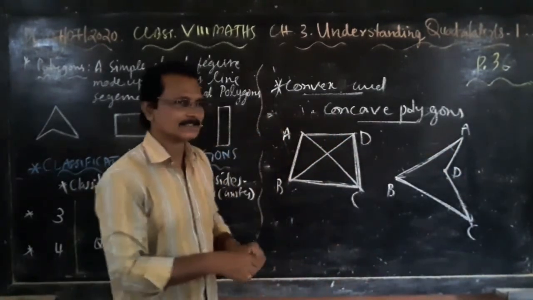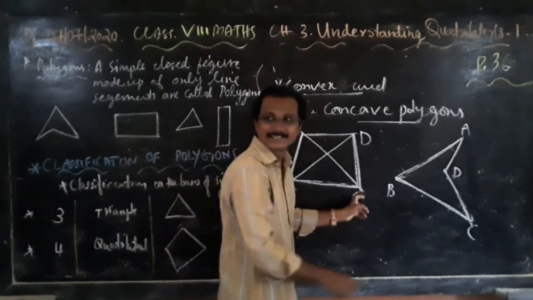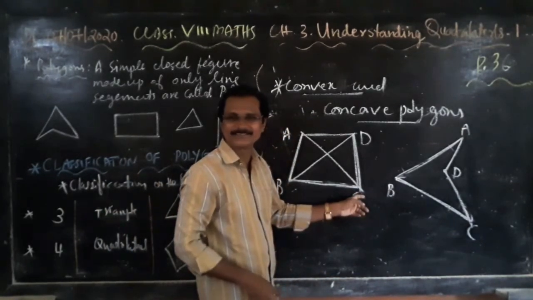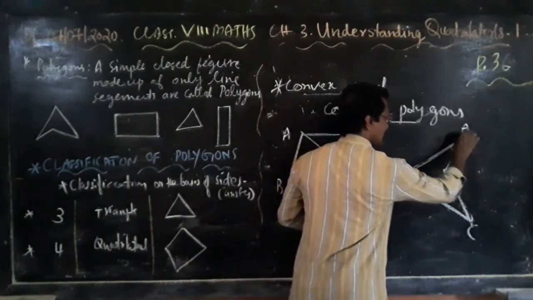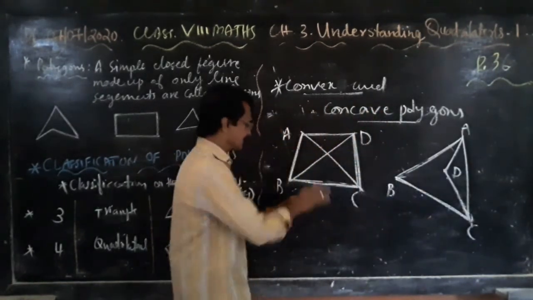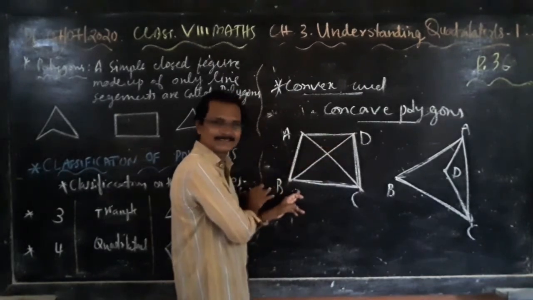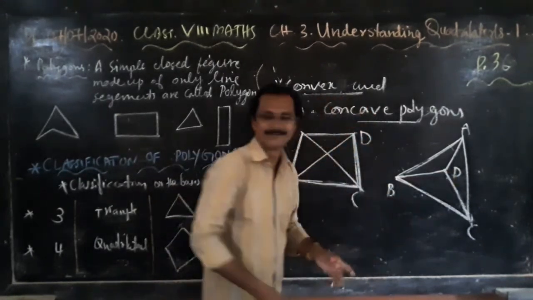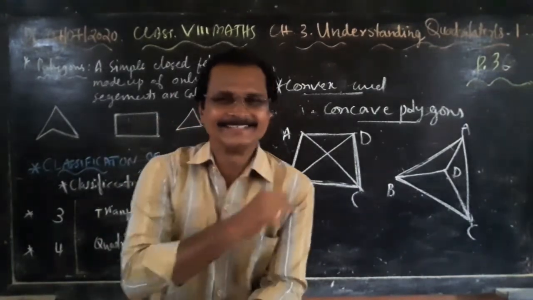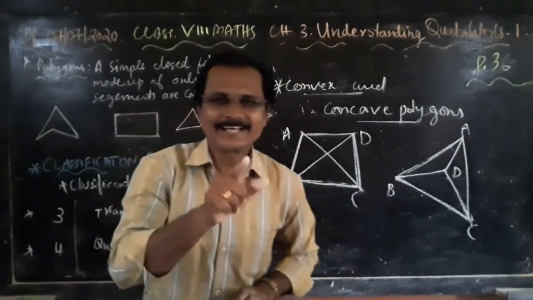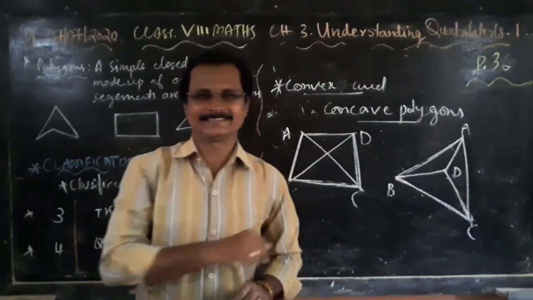Now here, the opposite angles and opposite vertices are A and C. So here also A and C are opposite. Join these two, one diagonal. Now here B and D are opposite vertices. Now join BD. These two diagonals are not intersecting.